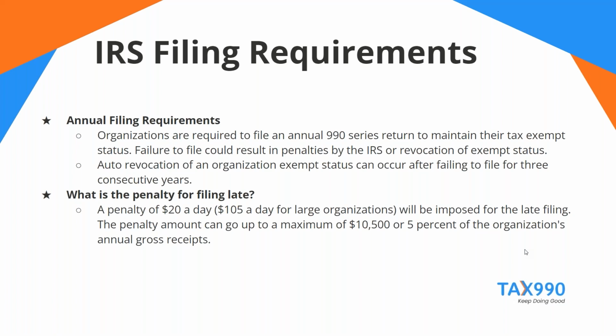Failure to file could result in penalties by the IRS or revocation of the exempt status. If the organization fails to file for 3 consecutive years, the IRS will automatically revoke their exempt status. If the organization files late, they'll risk penalties of $20 per day or $105 per day for larger organizations. The penalty amount could reach a maximum of $10,500 or 5% of the organization's annual gross receipts. The IRS will typically contact the organization with a mailed letter to inform them of penalties accrued and fees due. You will need to follow the steps in the IRS letter to resolve these penalties.